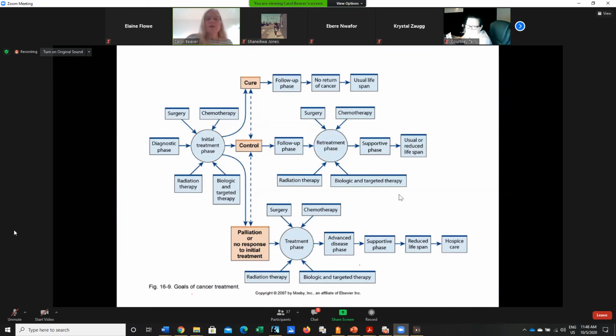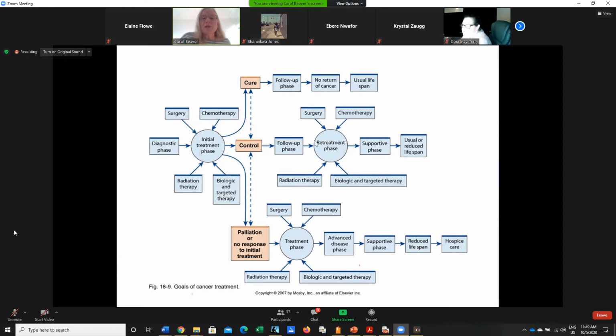Okay, this is kind of a mess in a way, but if you just look through it, in the initial treatment phase you're going for cure or going for control or going for palliation. So going for cure, you'll do a follow-up phase and no return of cancer in the usual lifespan. Any of these could be part of the treatment. And then with control, you're going to do follow-up and see if you need more treatment. It's not cured, it's just being controlled. It's not spreading anymore, but it's not getting any better either. So you're going to continue with some of these particular types of treatment. And then you get to that retreatment phase, supportive phase, and usual or reduced lifespan. And we'll just have to see how that works out.